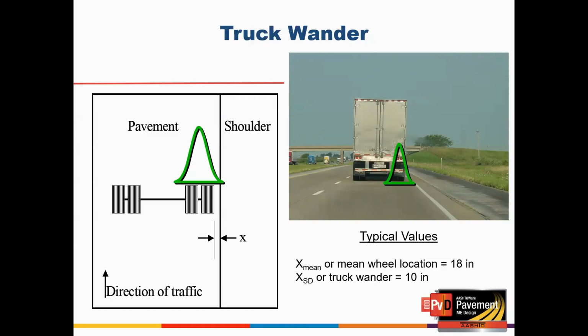So, these numbers were derived from a lot of national data. So this is basically national averages. So the mean wheel location, again, is from the outside edge of the wheel to the outside edge of the pavement. And the average has been 18 inches. And then the wander is the standard deviation of the wheel location. And that nationally has been 10 inches.